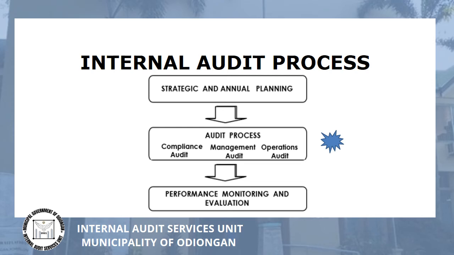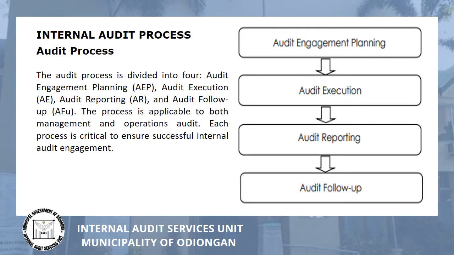The second part of the internal audit process is the audit process, the execution of the strategic and annual planning by having a compliance, management, and operations audit. The audit process is divided into four: audit engagement planning, audit execution, audit reporting, and audit follow-up. The process is applicable to both management and operations audit. Each process is critical to ensure a successful internal audit engagement.